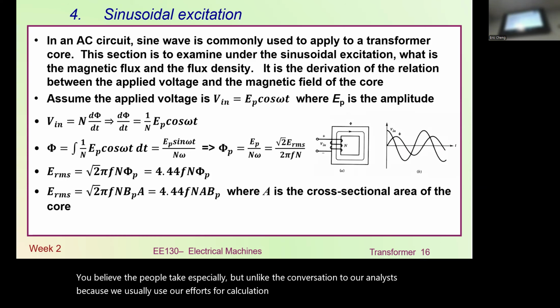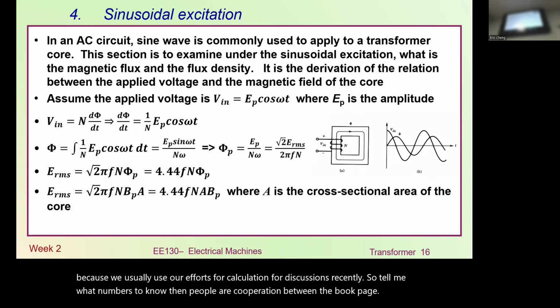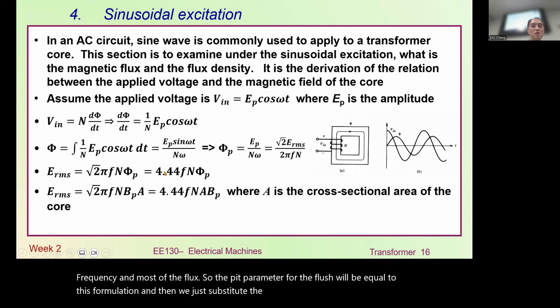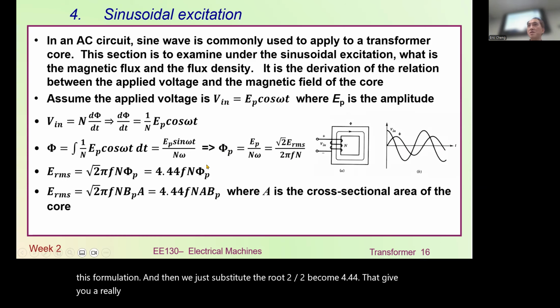answer of 21.2. Now then, you figure a correlation between voltage, frequency, and most of the flux. So the peak parameter for the flux will be equal to this formulation. And then we just substitute the root 2 over 2 become 4.44. That gives you a really famous, well-known equation. You can see this equation everywhere.